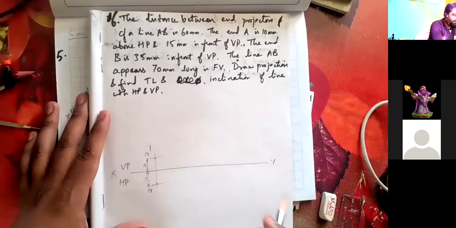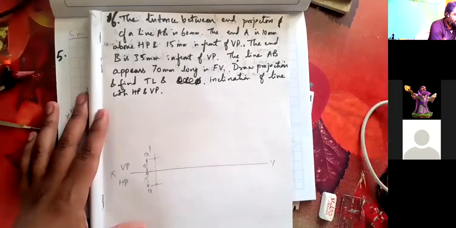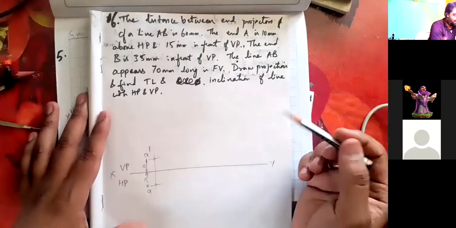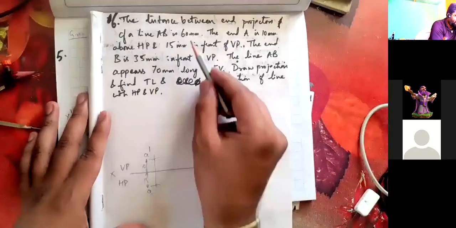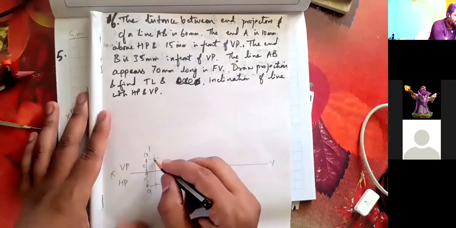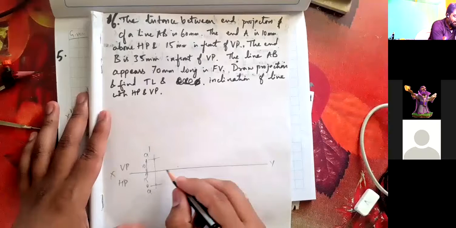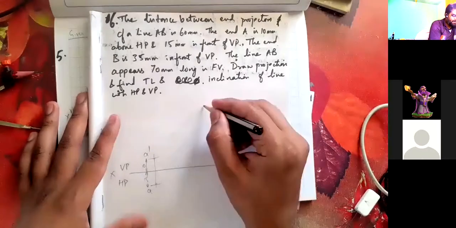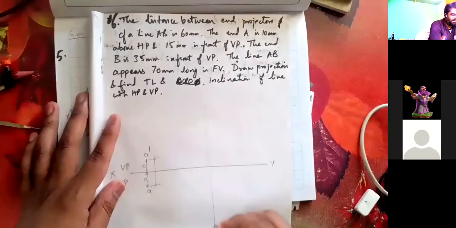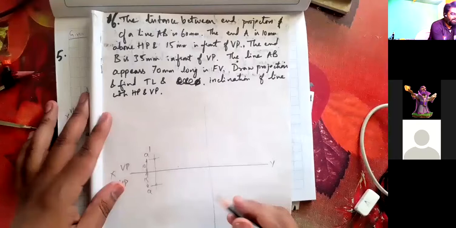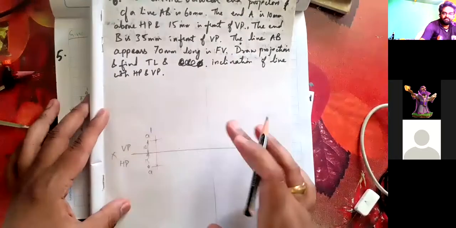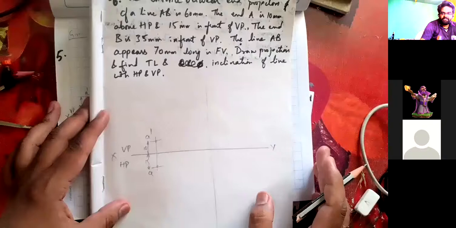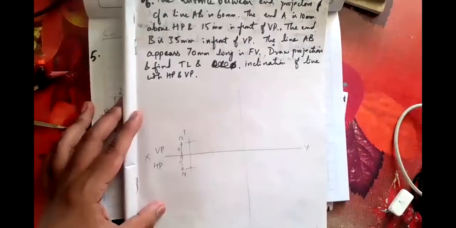Next, the distance between end projectors of line AB is 60 mm. So the next given number is 60. At a distance of 6 boxes, 1, 2, 3, 4, 5, 6, I have 60 mm. I'll draw a parallel line to this projector A dash where my B dash and B will lie. Where it is exactly lying, I don't know. It is on one of the loci above HP and in front of VP, but it is not known.